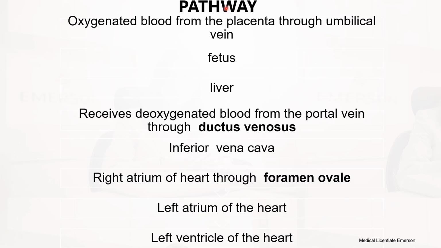The pathway of oxygenated blood from the placenta goes through the umbilical vein to the fetus. It goes to the liver, and from the liver it receives oxygenated blood from the portal vein and through the ductus venosus, and from the ductus venosus it goes to the inferior vena cava, then from there passes through the right atrium of the heart to the foramen ovale, then from the left atrium to the left ventricle.